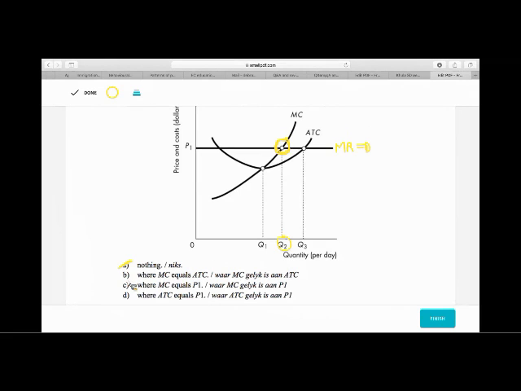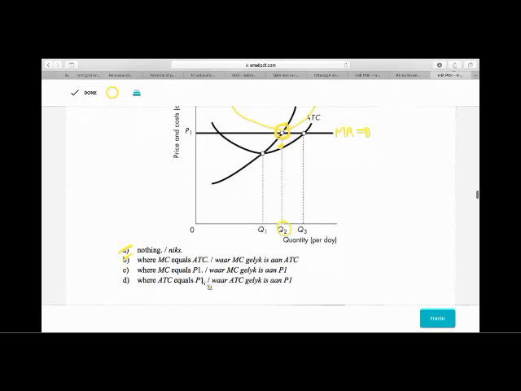B then says the firm is going to produce where MC equals ATC. So if we look at this picture, where MC equals MR, it is actually above ATC. If MC was equal to ATC, it would have to be the case that ATC was then sitting on top of the demand curve and touching at that point there. But ATC lies below the demand curve. So B is incorrect. C says where MC equals price 1.